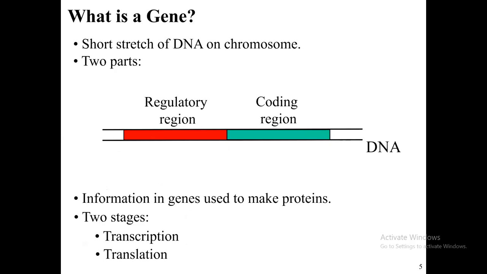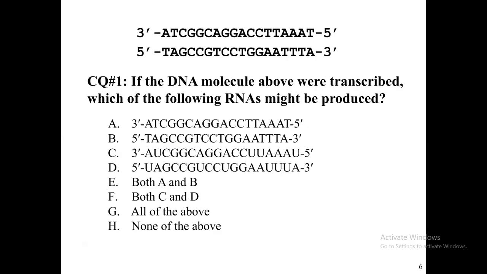So what is a gene? Genes are short stretches of DNA on the chromosome. We have our regulatory region and a coding region, shown in red and green. And the information in genes is used to make proteins going through the 2 stages of transcription and translation. So, question 1. If the DNA molecule above were transcribed, which of the following RNAs might be produced?